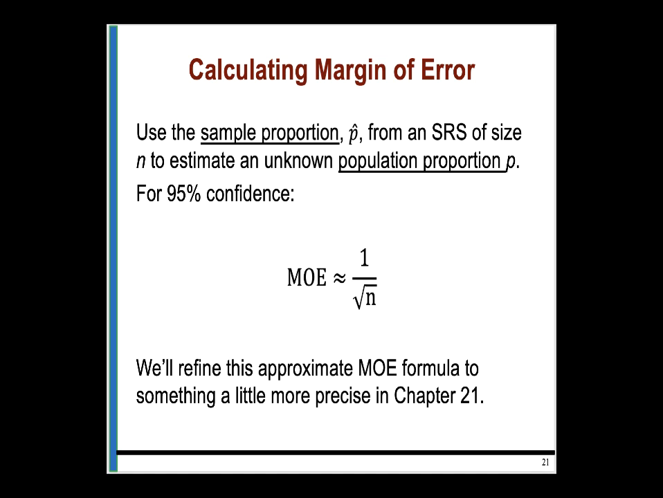A simple formula for calculating the margin of error when you're using a sample proportion, if you are using that p hat in order to estimate some population proportion p, to get this 95% confidence interval, the margin of error is approximately 1 divided by the square root of n. So that 1% in that study was obtained by taking 1 divided by the square root of the sample size.